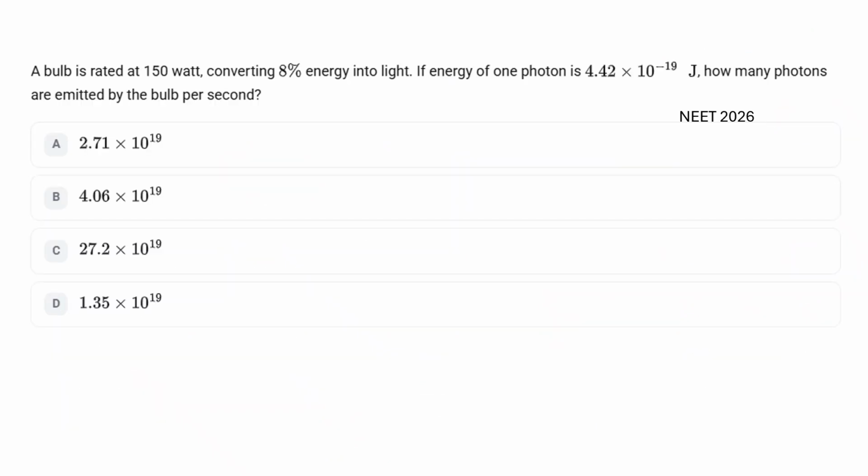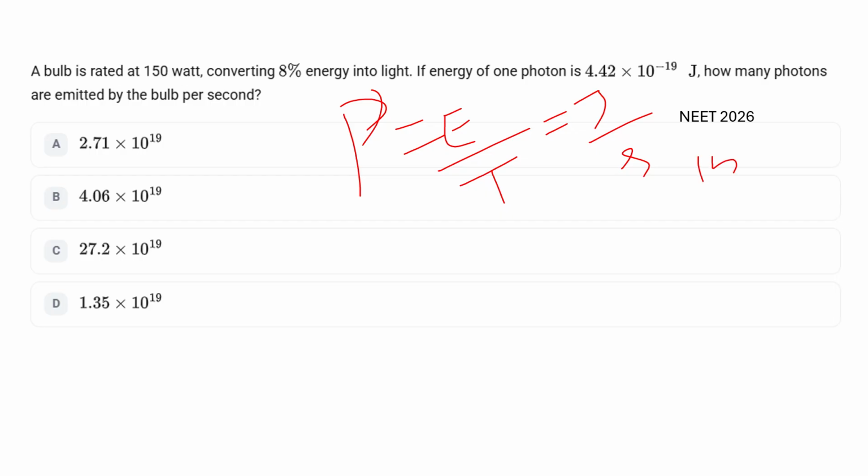A bulb is rated at 150 watt, converting 8% energy into light. If the energy of one photon is 4.42 into 10 to the power minus 19 joule, how many photons are emitted by the bulb per second? Basically a bulb is rated at 150 watt. Watt is a unit of power, which means power is equal to energy per time. Simply the unit is joule per second. So 150 watt is nothing but 150 joule per second.